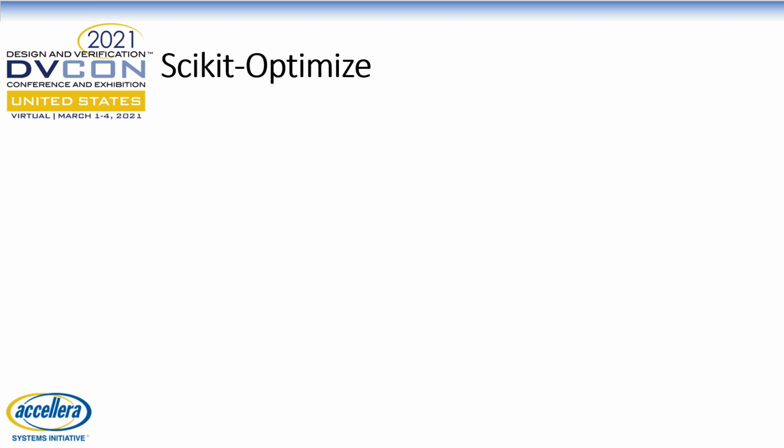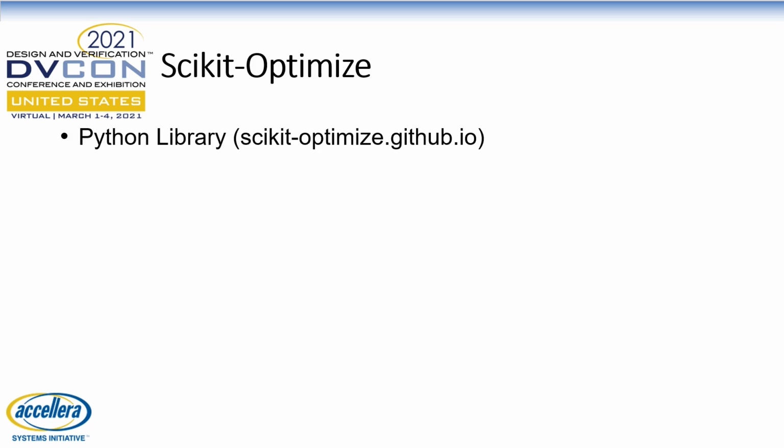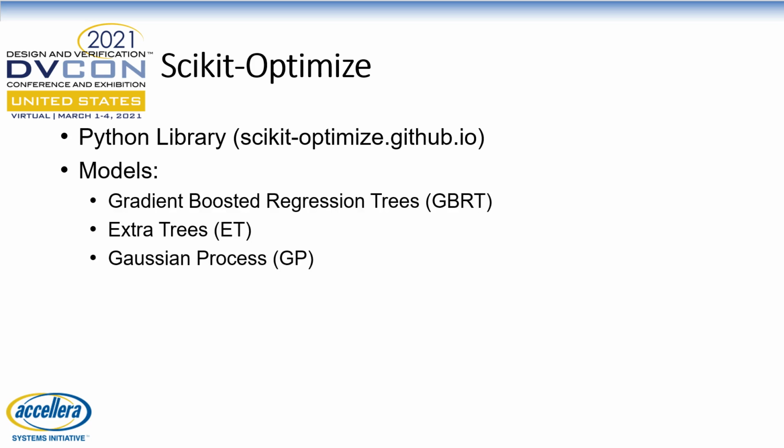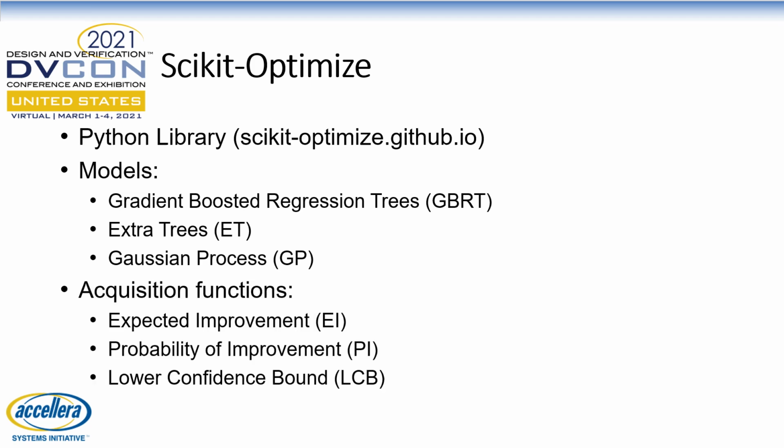BayesOpt can readily be adopted with a simple off-the-shelf Python library called scikit-optimize. It supports various machine learning models, such as the popular gradient-boosted regression trees model. It also supports various acquisition functions, such as expected improvement and probability of improvement to weigh exploration. You can refer to our paper for details and experiments with these models and acquisition functions.